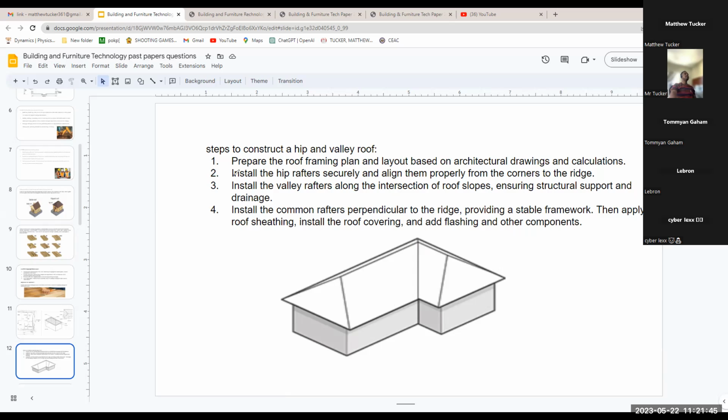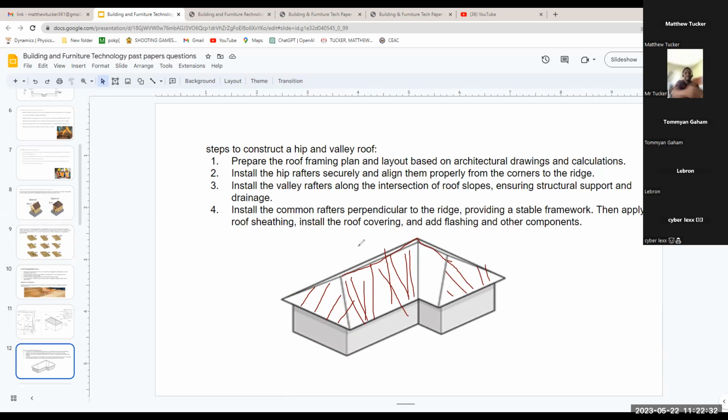So prepare the framing, install the hip rafters securely and align them properly from the corners to the ridge board. And again, people, the ridge board is normally the centerpiece, which is right here. You join the different rafters. These are the hips. And then you put on the hip rafters. Then you put on the common rafters on this side. You install them perpendicular to the ridge, providing a stable framework, then apply the roof sheeting, install the covering material, and add flashing and other components based on the roof type.